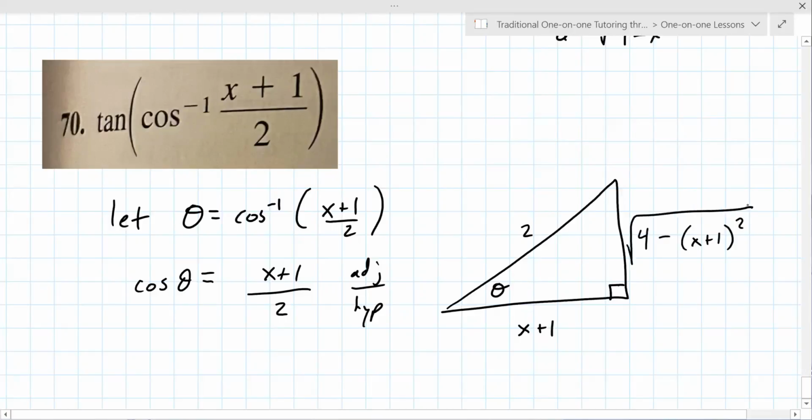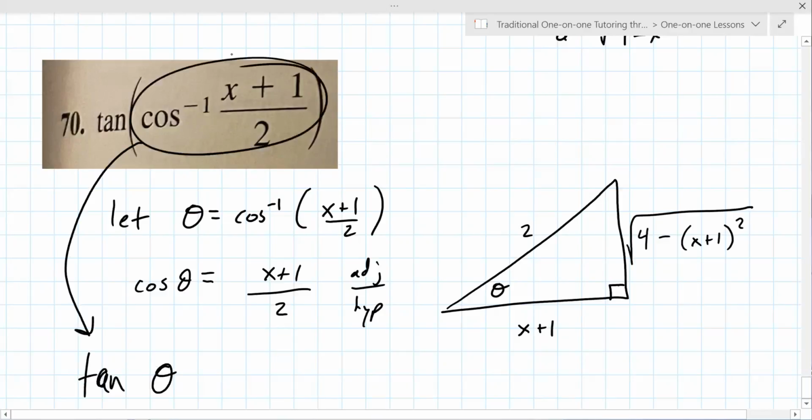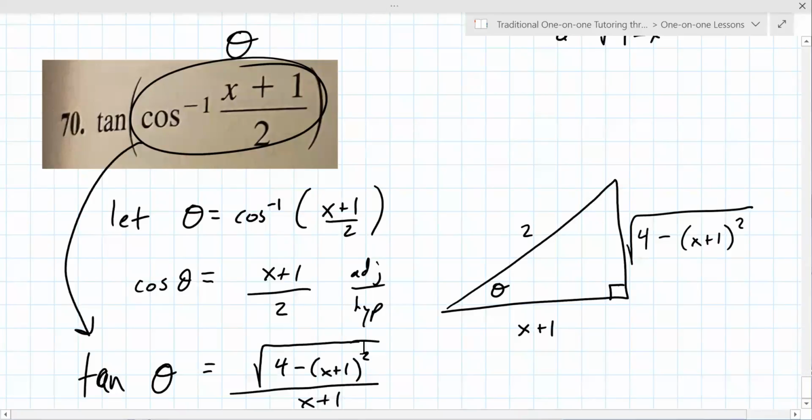Is that what you guys got? Okay, so all this work we just did is no longer needed, because what we really want is tangent of theta, because this whole thing is theta. That's what the substitution was. So tangent of theta is the square root of 4 minus x plus 1 squared over x plus 1. You're just writing whatever it is. If it was cosecant of theta or cotangent or secant or sine, whatever it is, you just use the sides as needed.